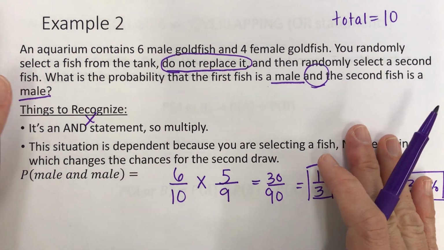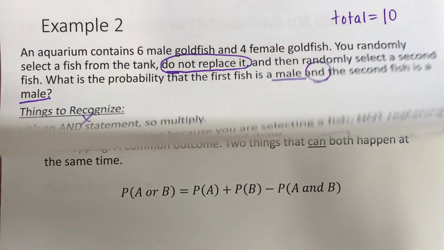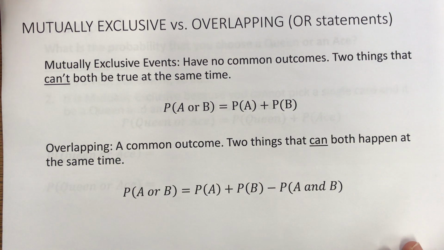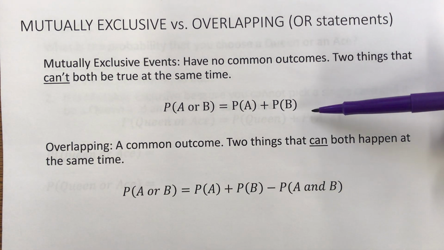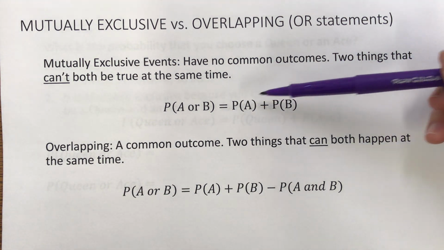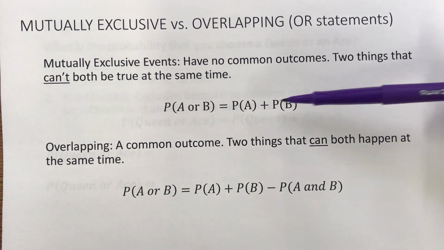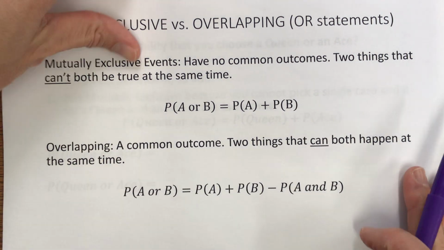Okay? All right, now let's talk about mutually exclusive and overlapping events. Mutually exclusive events have no common outcomes. Two things can't be both true at the same time, and it has this notation. Overlapping, a common outcome, two things that can both happen at the same time, and this is our notation. See how they're separated here? No common outcome, put together right here as a common outcome.